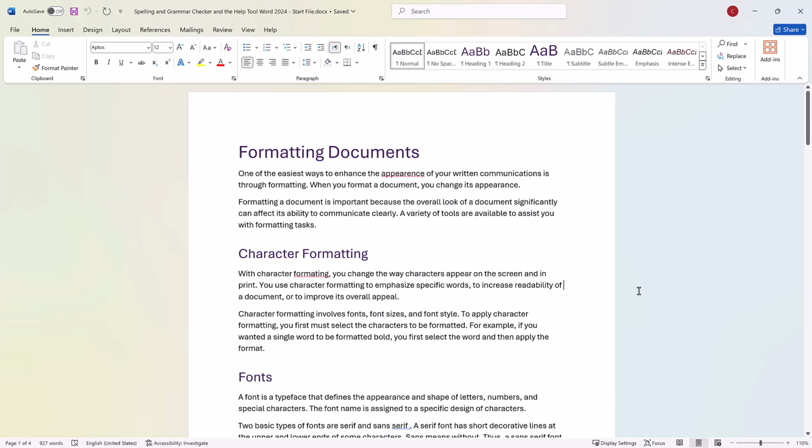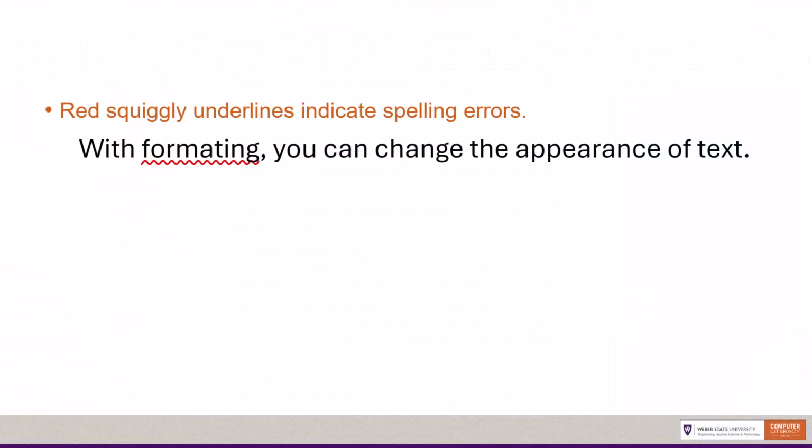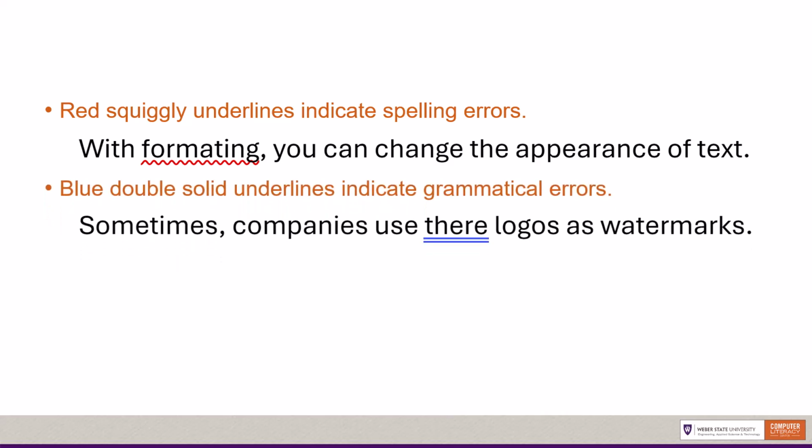Notice in the document how there are words underlined in red and in blue. These are mistakes that are recognized by the Spelling and Grammar Checker. The red underlines indicate spelling errors such as misspelled words, repeated words, or capitalization errors. The blue underlines indicate grammatical errors such as incorrect punctuation, incorrect words, or subject-verb agreement errors. These underlines appear after the incorrect words are typed.